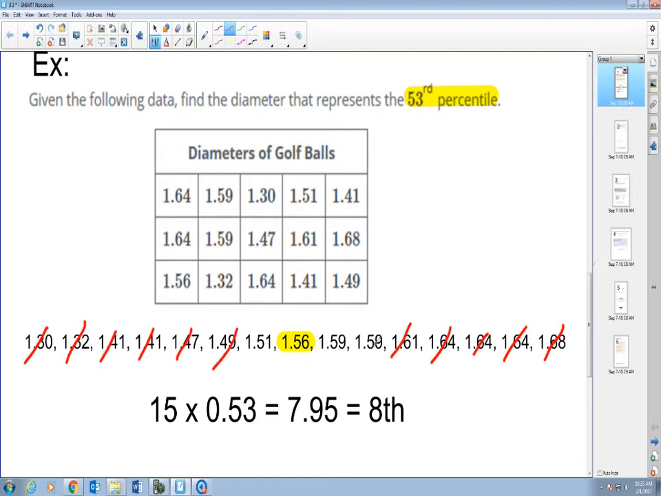Work my way inward. The 1.56 will actually be the median. So the 53rd percentile is right after the median. This numerical value lies about the 53rd percentile, the 8th number here. Alrighty.